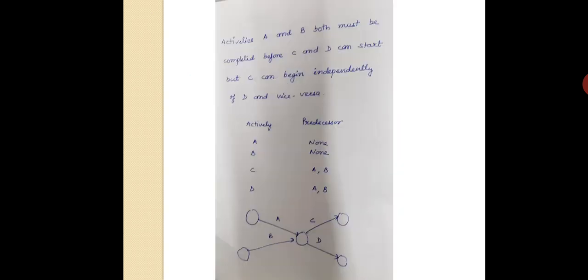Another statement is: activities A and B both must be completed before C and D can start, but C can begin independent of D and vice versa. This is how we are going to write it in a problem. The predecessor of A is none, and of B is none. Once A and B are finished, you can start C and D together. So you can start two independent activities C and D once A and B are finished.